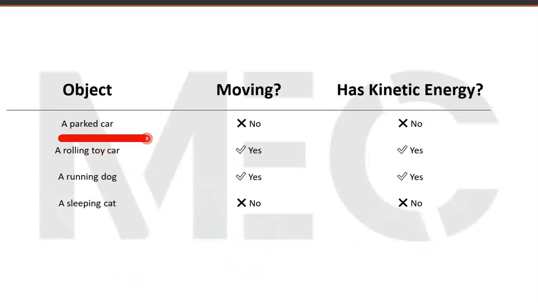We have a parked car. Does it move? No. So does it have kinetic energy? No. A rolling toy car. Does it move? Yes. So it has kinetic energy. It's a matter of moving or not. Kinetic energy is usually denoted by K alone, sometimes Ke, but K alone is more usual. K is equal to half of m v squared. This is the formula for kinetic energy.